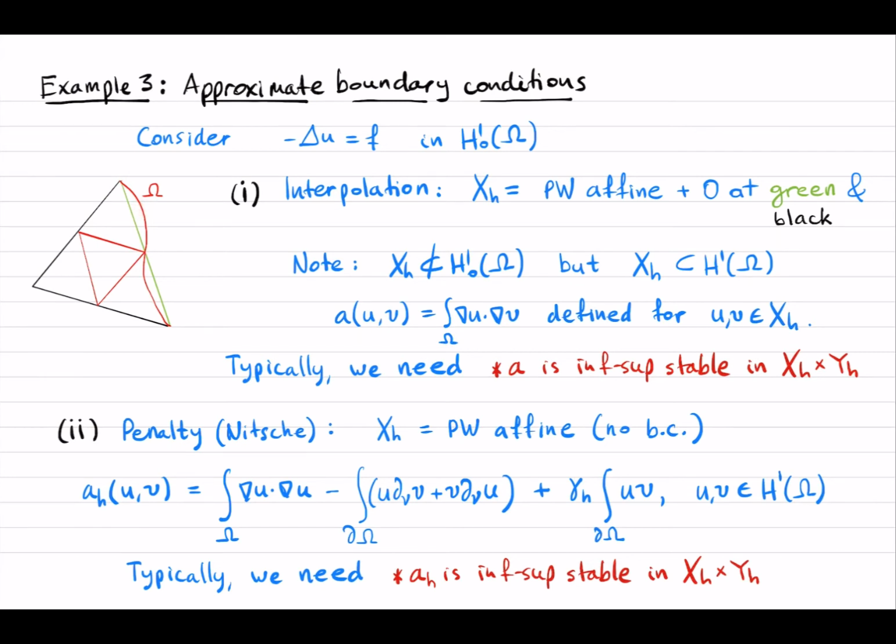The second approach we consider is called boundary penalty method of Nitsche. Here what we do is we simply take the finite element space to be a piecewise affine space without any boundary condition, and we're going to actually impose the boundary condition through the bilinear form. So the bilinear form is modified in this way: some term on the boundary and some penalty term here. It will turn out that actually it works and it will enforce the boundary condition, even though not exactly. Again, we will typically need this bilinear form A_h to be stable in the finite element space.